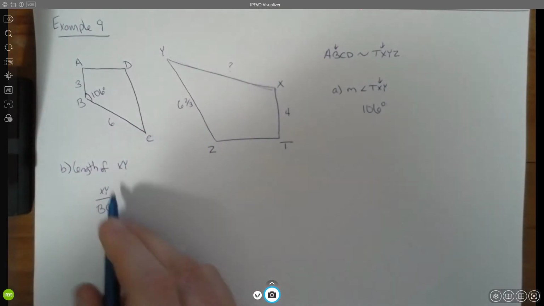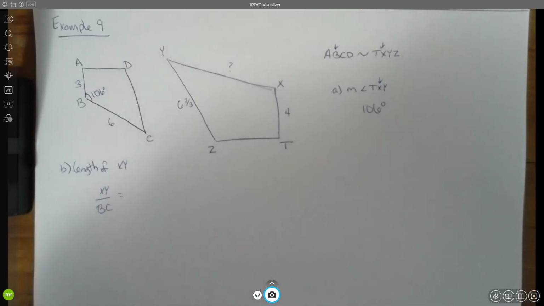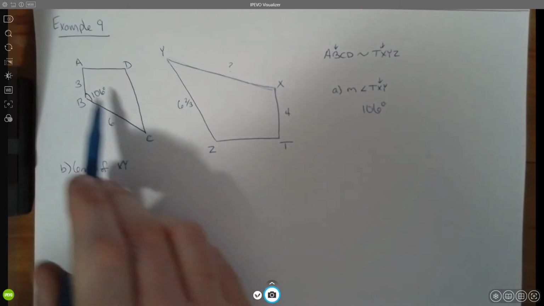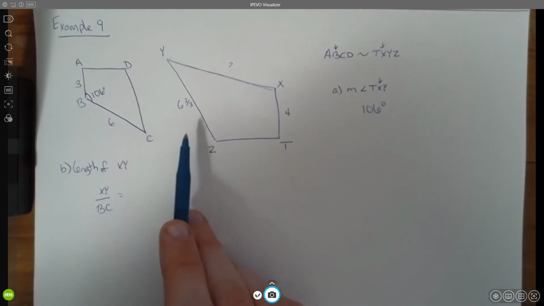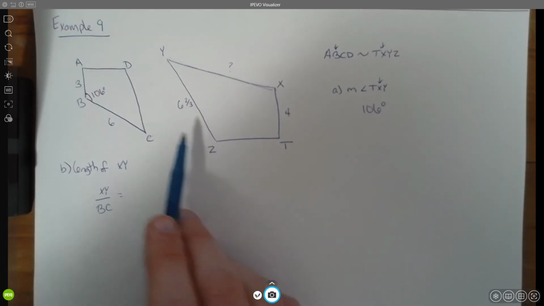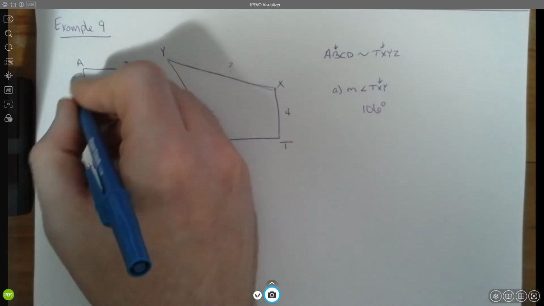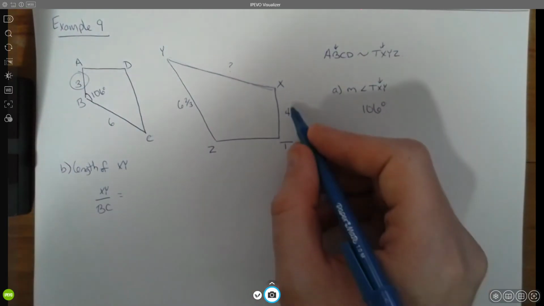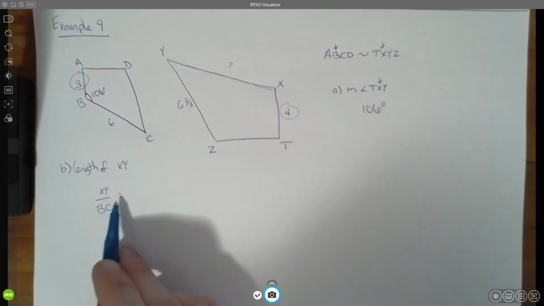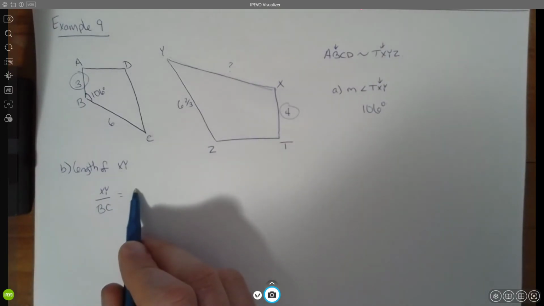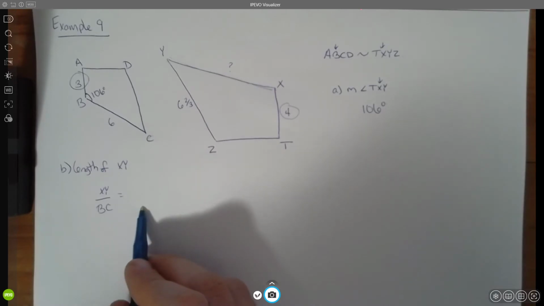Now, in order for us to solve for this here, we need to find corresponding side lengths that we know both pieces of information for. So if we take a look, we can see that AB is 3 and corresponds with XT, which is 4. Now here's my question. Do I put AB on top, or do I put AB on the bottom?